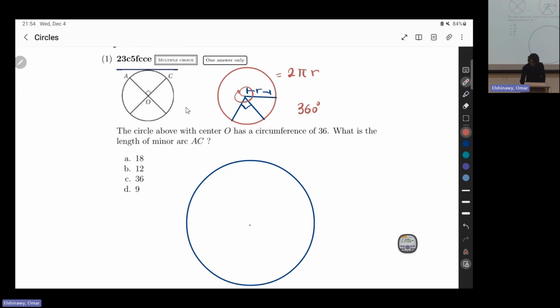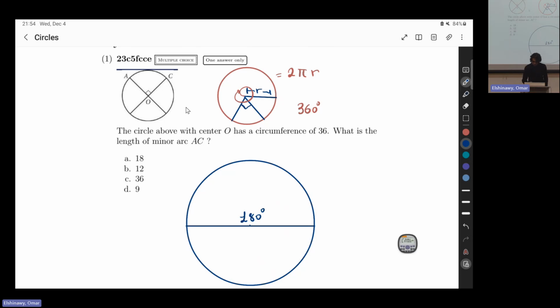And maybe you can tell me why you said it's going to be just pi r, 2 pi r divided by 2. Because it's half of the entire circle. Yeah. And how did you know it's half of the entire circle? Because 2 pi r is 360. Yeah, and this is 180, it's just a straight line.